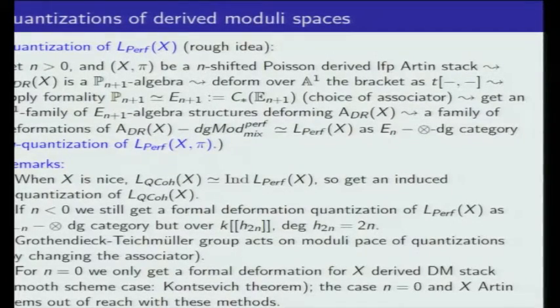For n negative, for n equal to 0, we don't get a family over A^1, but just a formal deformation, for X which is as complicated as a derived Artin stack. But for example, the case n equal to 0 and X Artin is completely out of reach for the moment. And let me recall that the smooth case, n equal to 0, is Kontsevich's theorem.